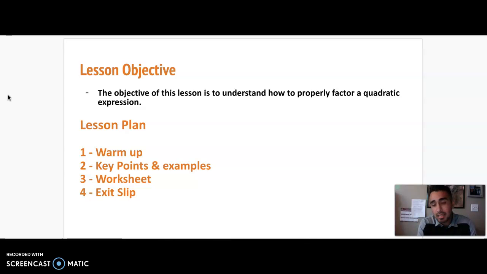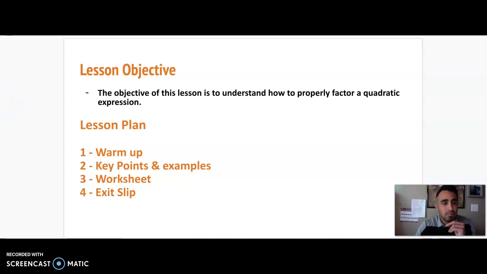Then I'm going to display a worksheet that was given out during class. I encourage you guys to work on this worksheet, complete it, and get it into me however you can. And then we're going to end the day with the exit slip where I display a problem on the screen. You just solve it quickly and then turn that to me before you end the day.